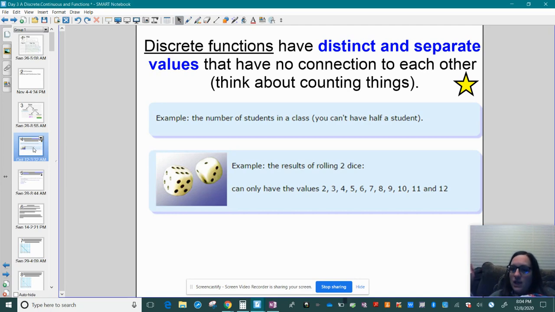So think about counting things. Like if you were to count students in the classroom, you can't have a half of a student. I also like to think about like if you buy something, right? You can't buy 3/4 of a hat. You can either buy the whole hat or no hat at all. You could buy 2 hats. You could buy 5 hats. You can't buy like 2.5 hats. That's not a thing. Another example is like rolling dice. You only have those whole numbers in there. You don't have any halves or fractions or decimals, so they're distinct values.